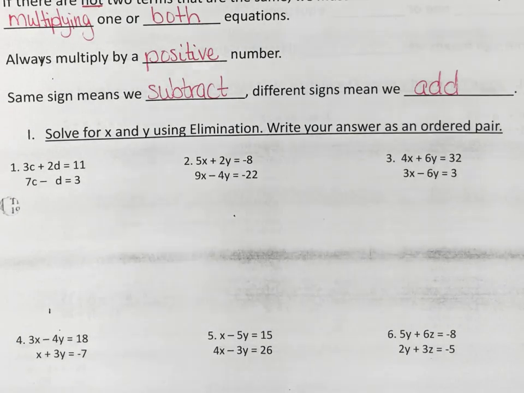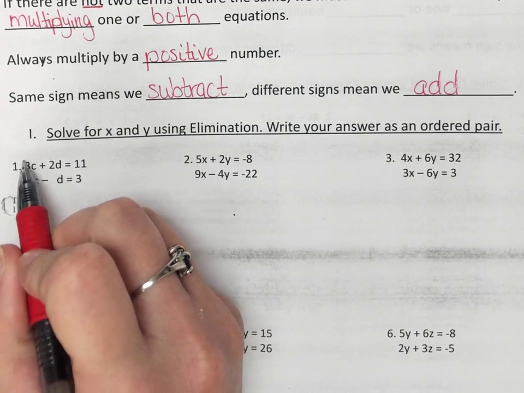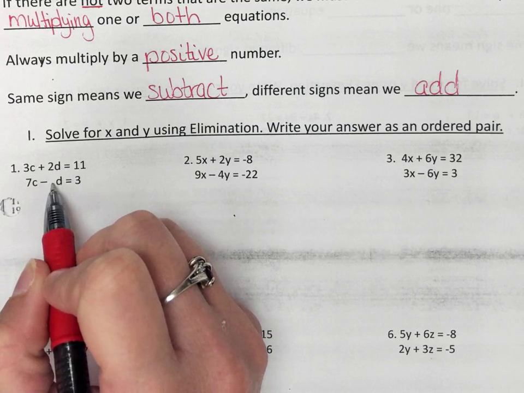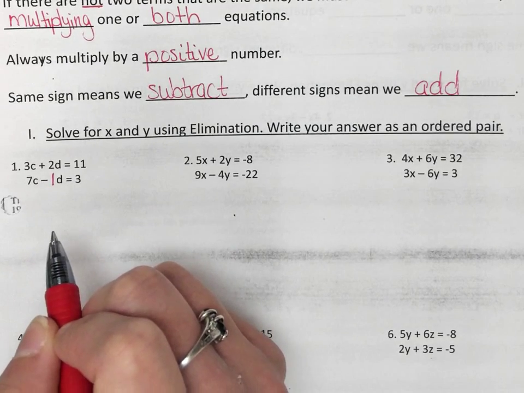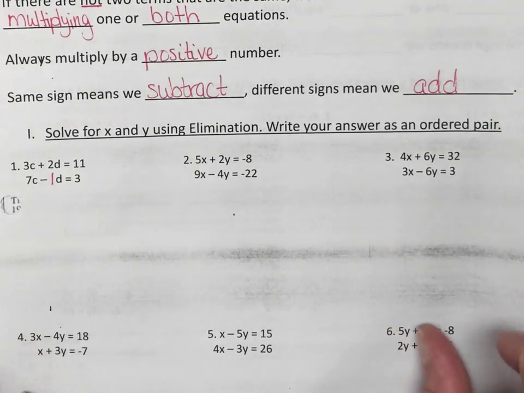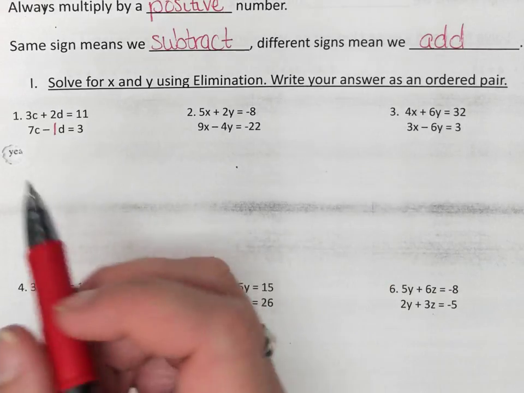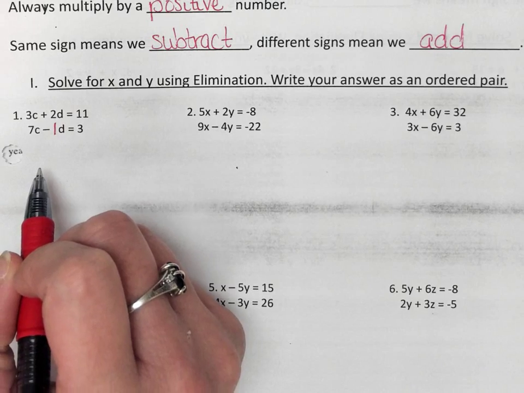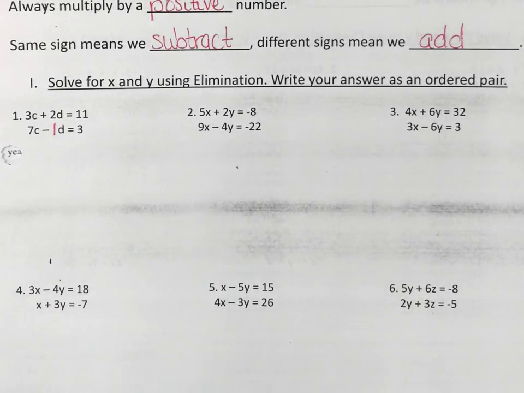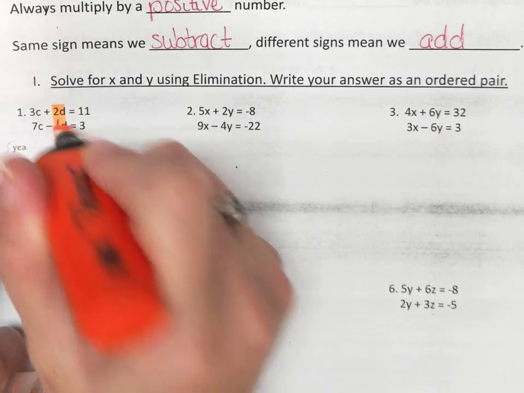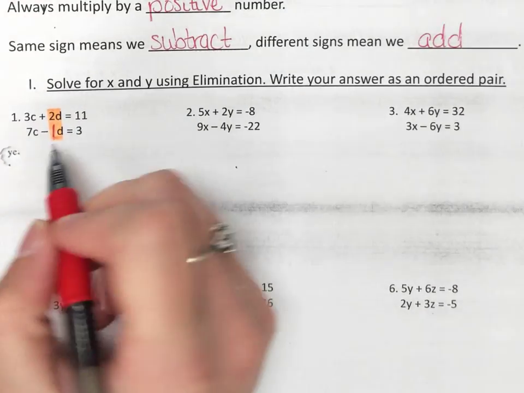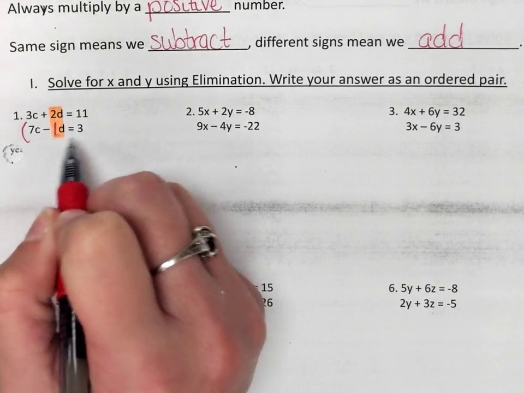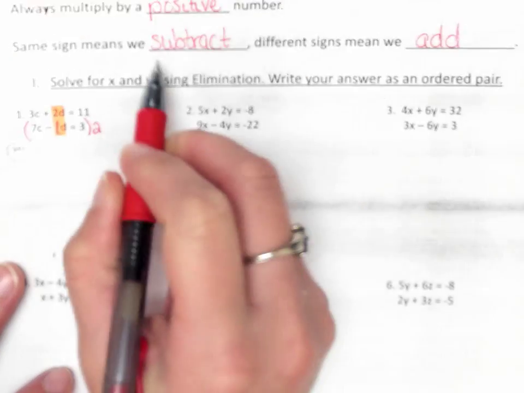So, do you notice how my numbers with C are not the same? And how my numbers with the D's are not the same because there's an understood 1 here? So, ask yourself, which equation, top or bottom, could I multiply to get the letters to be the same? So if you notice, the D's are really easy to get to be the same. So you have 2 and 1. How can I make 1 become 2? I multiply by 2. And we always multiply by a positive.